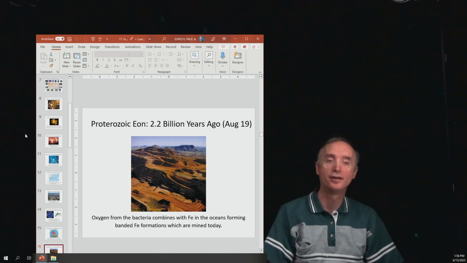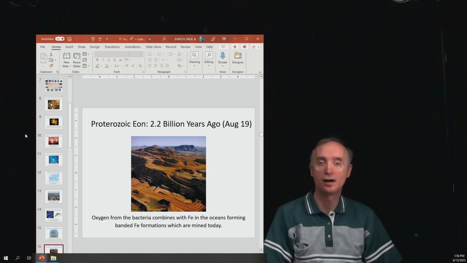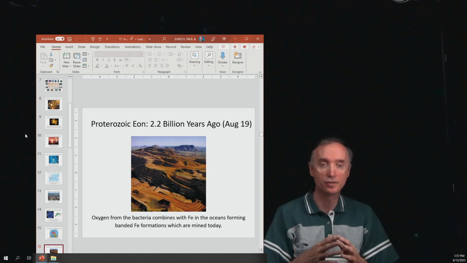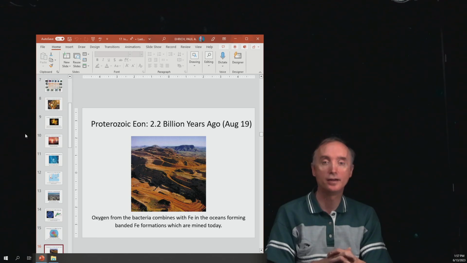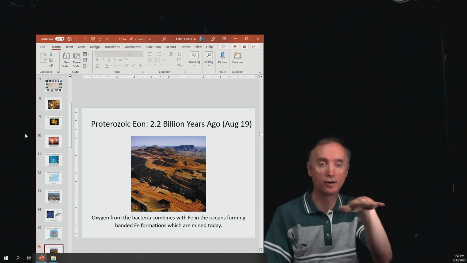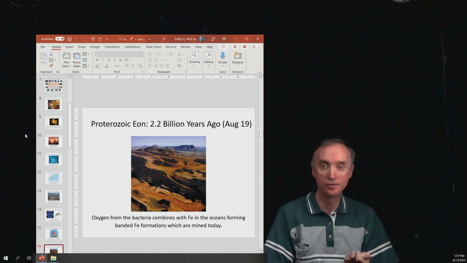Okay, another thing that happened was the oxygen mixed with the ocean water and it rusted the iron. So there was iron dissolved in the oceans. It mixed with the oxygen being produced by these photosynthetic organisms, and it started to rust that iron, and it made layer after layer of rust on the bottom of the ocean floor. We call these red beds, and today we mine them to get iron.